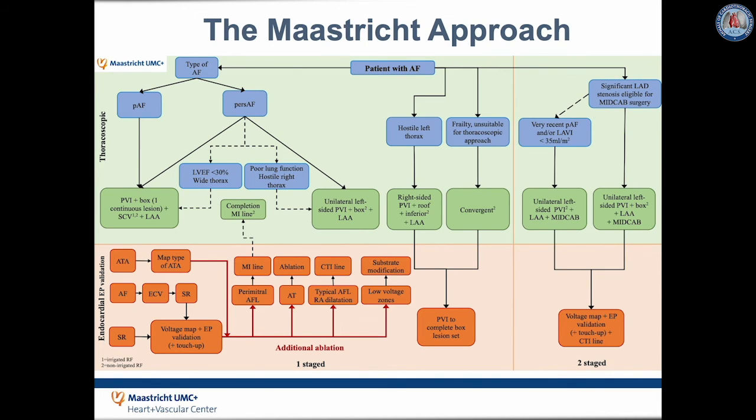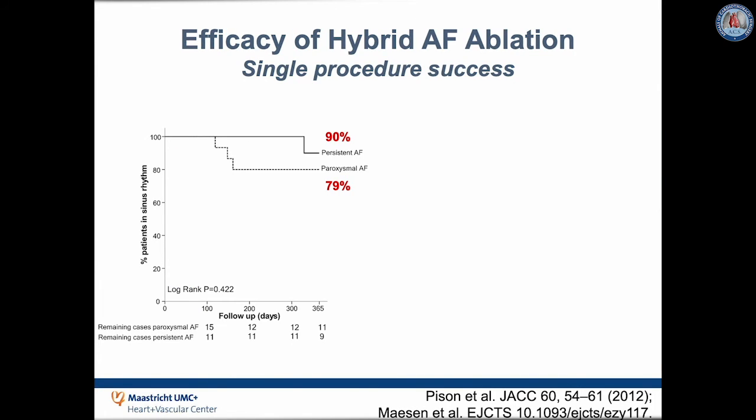If they have very recent paroxysmal AFib and did not have any ablation before, we sometimes limit the lesion set to PVI plus clip alone. And because these patients undergo both a thoracoscopic AF ablation and the mid-cap, we choose to do the endocardial validation procedure in a staged fashion, so after 3 to 6 months.